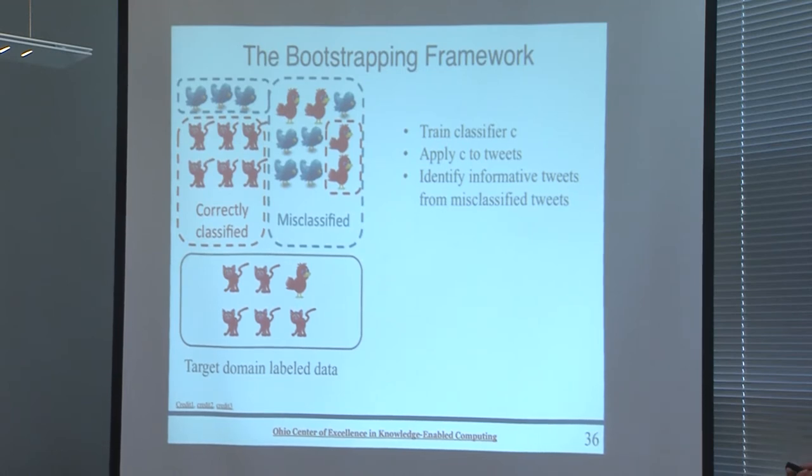However, the reason why the classifier was not able to make a correct prediction on this red bird is because this instance occurs only once in the target domain label data, right? So the target domain is lacking such knowledge, because it does not contain a lot of such knowledge. That is why I want to select such knowledge contained by the red birds to complement the knowledge in the target domain. So that is why we want to select from the misclassified tweets.